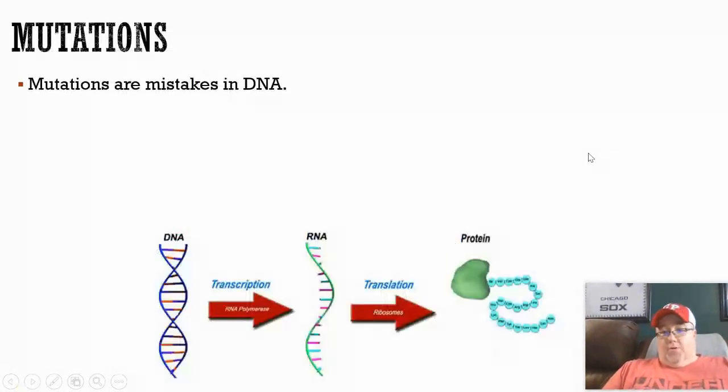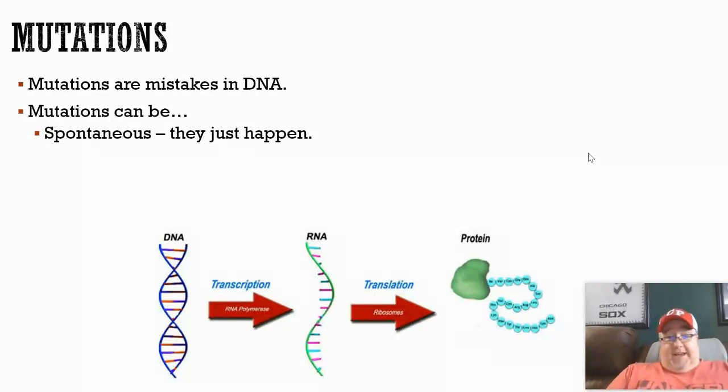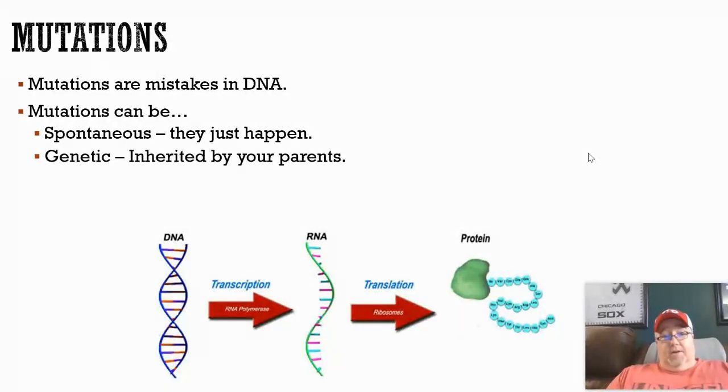All right, now we do know that mistakes can get made, right? Sometimes there's errors in DNA. We've talked about this earlier in the year. We know that mutations can happen. Mistakes can get made, and these mutations might be spontaneous, which means they just occur. They can be genetic, or they can be inherited from your parents. So if there's a mistake, let's say on one of your mom's chromosomes or one of your dad's chromosomes, that mistake can be transferred to you, okay, through genetics.